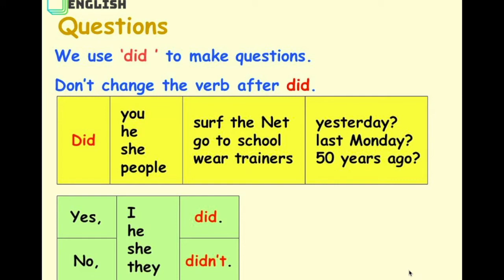Like this. And see here, in positive, if I say: Yes, I did. Yes, he did. Yes, she did. Yes, they did. No, I didn't. No, he didn't. No, she didn't. No, they didn't. So this is in question form. Yes is the positive, affirmative form, and no is the negative form.